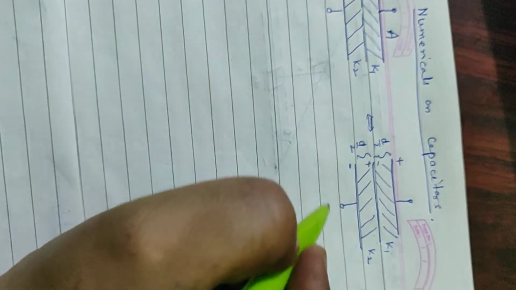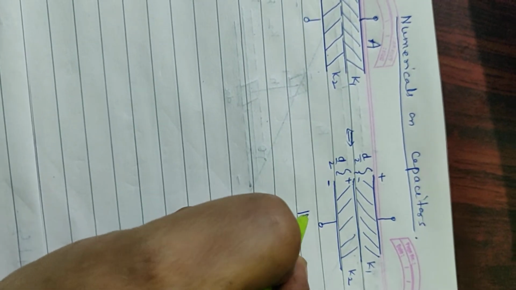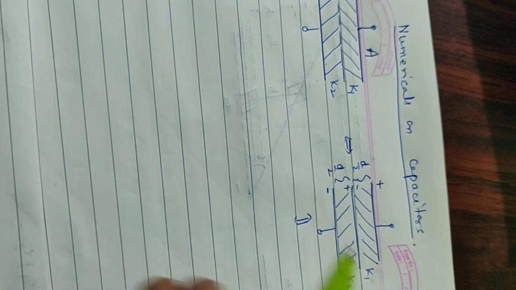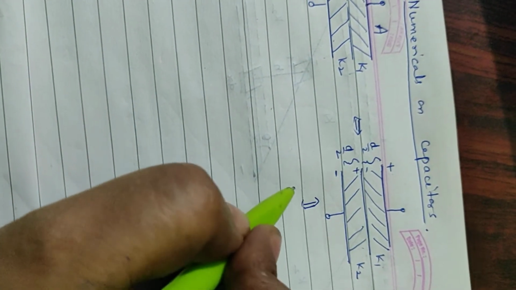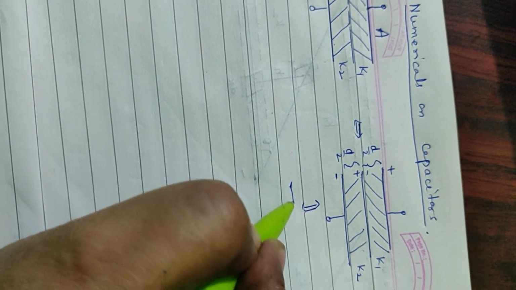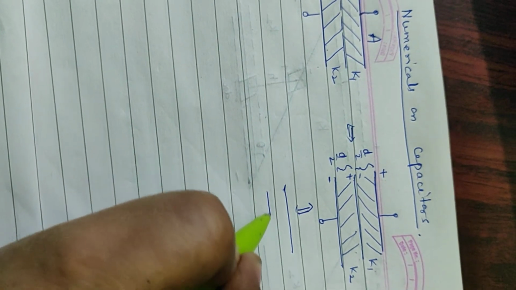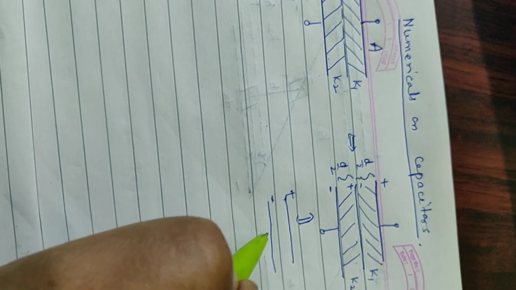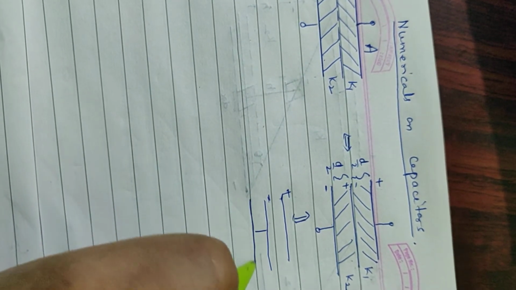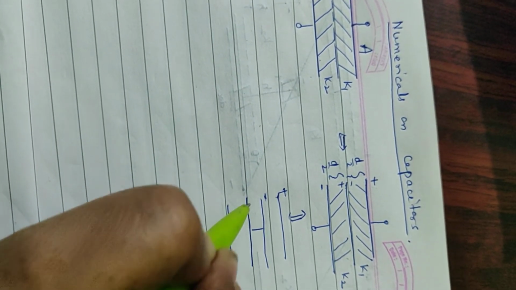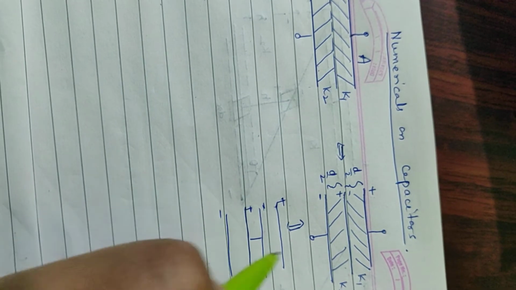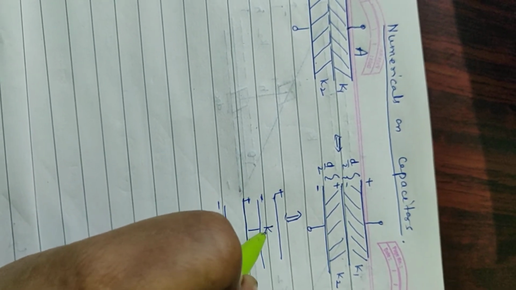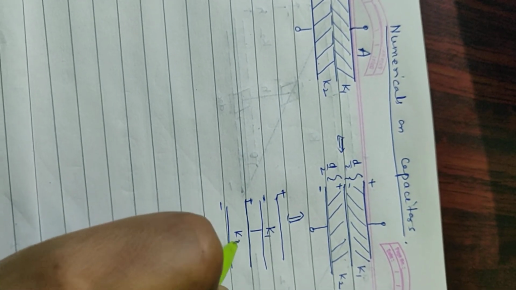So that means that this circuit is equivalent to two capacitors which are connected in series. This is plus and this is minus. You can imagine this combination. This is plus and this is minus. This is filled with a dielectric constant of K1 and this is filled with K2.